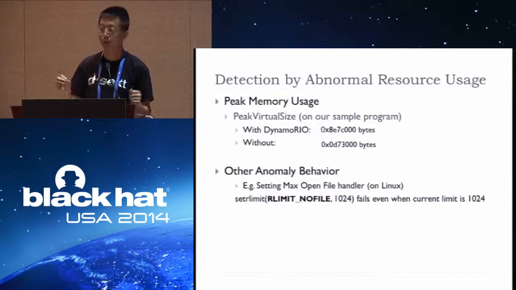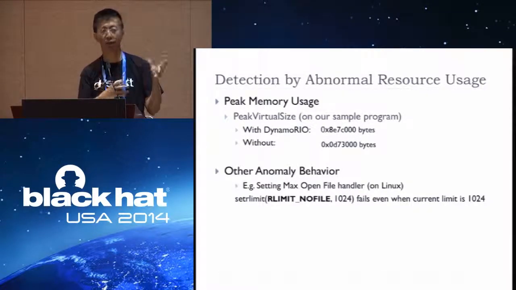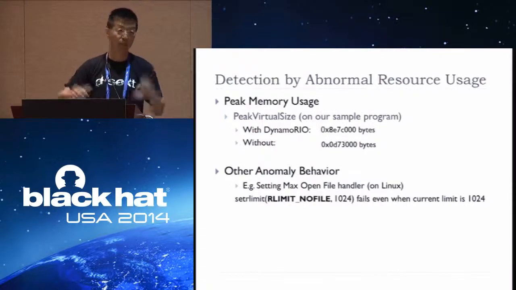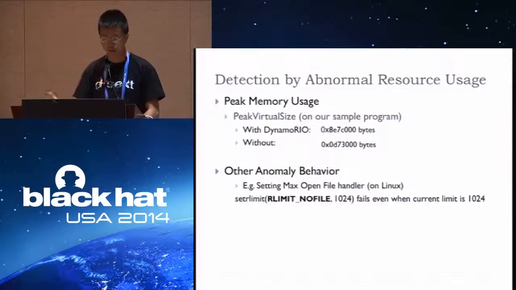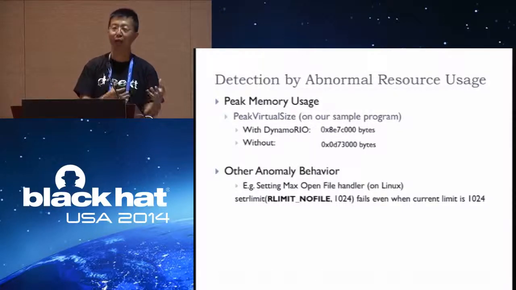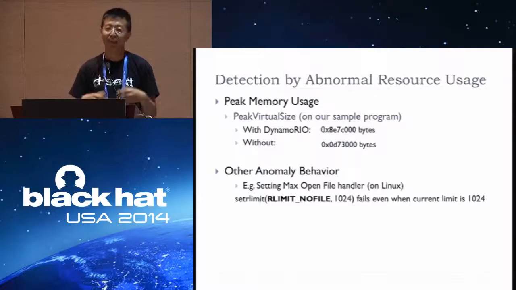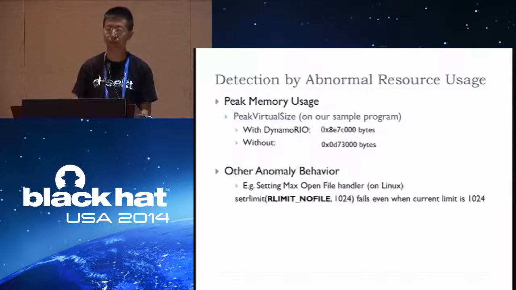Some more clues: look at the memory usage. Because of the dynamic instrumentation and code cache, it's going to use more memory. With our sample program, we know the maximum memory used at peak time, but under DynamoRIO it's much bigger. Another behavior: when we call setrlimit, even if you try to set the maximum file handles to the same number, right now 1024, in a regular program this will never fail, but in DynamoRIO, somehow it failed. We also found this, and Google knows this is a bug. Why it's a bug, we don't know.